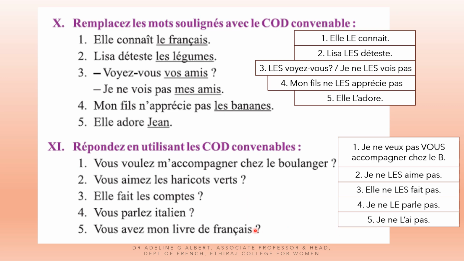And finally, vous avez mon livre de français? Do you have my French book? Je ne l'ai pas. I don't have it. Or je l'ai. I have it. Alright? So whenever you have an object that doesn't have an à with the accent in front of it, it is a direct object. The à with the accent in front of it or the contracted articles au, à la, aux, they are the words that help you identify an indirect object. Ça va?